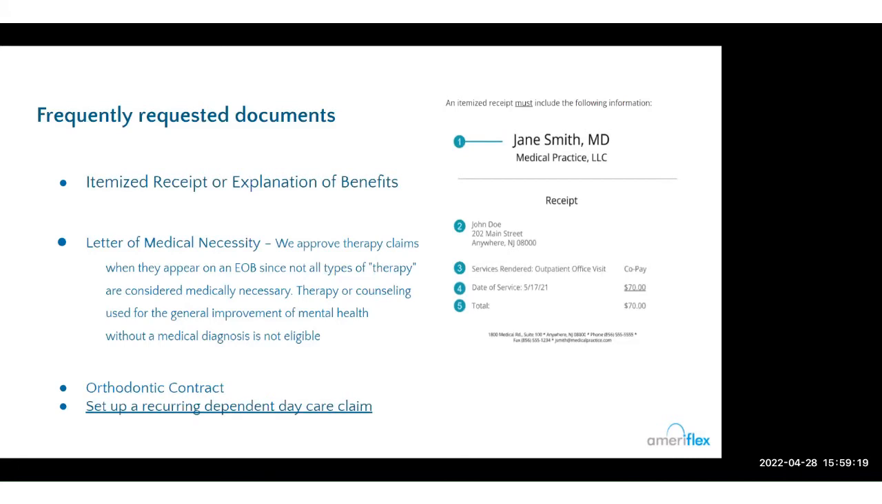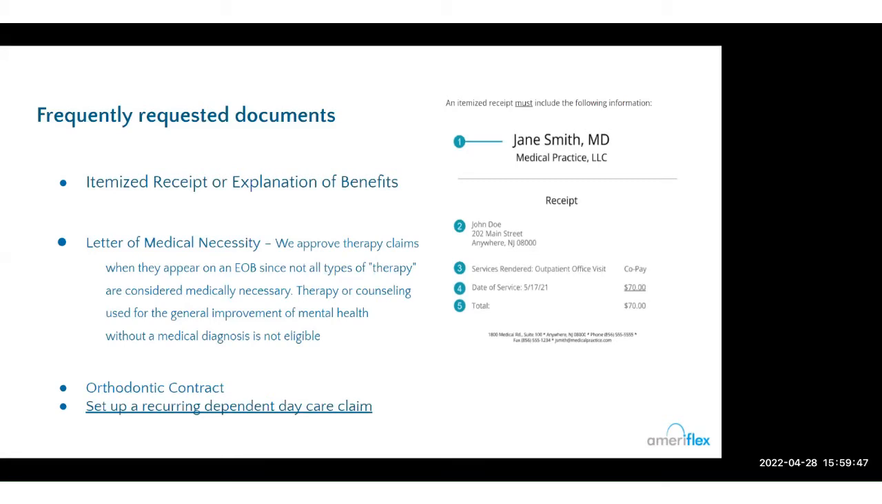And then the final one is setting up a recurring dependent care claim. This is what I always suggest when participants are enrolled in the dependent care plan. You do your enrollment for an annual election, and I always suggest to submit a manual claim to us for your entire annual election at the beginning of your plan year, if possible. You can also use your debit card to make payments towards your daycare providers if that's a method that you prefer.